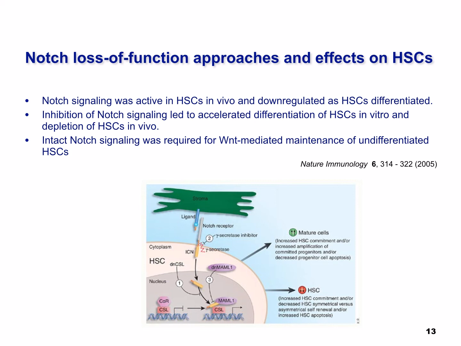Also, it's been demonstrated that intact Notch signaling is required for Wnt and beta-catenin mediated maintenance of the undifferentiated hematopoietic stem cells, but not for survival or re-entry into the cell cycle. And collectively, the data suggests that Notch signaling has a dominant function in inhibiting differentiation and provides a model for how hematopoietic stem cells may integrate multiple signals to maintain a stem cell state.